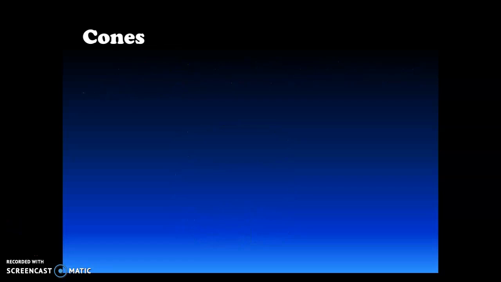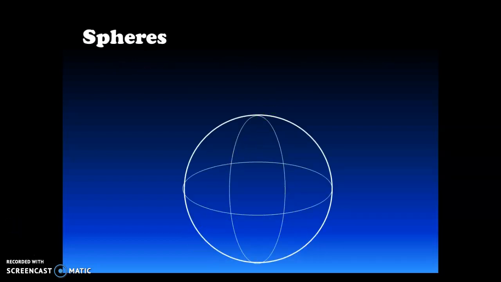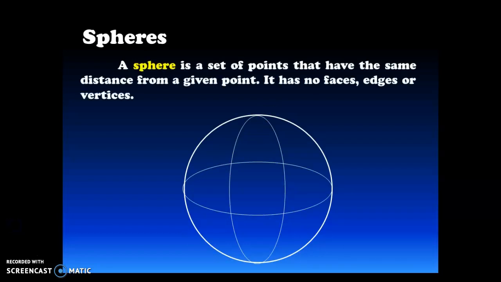Cones. A cone is also an example of a non-polyhedron figure. A cone is a solid figure with a circular base connected by a curved surface to a single vertex. Spheres. A sphere is a set of points that have the same distance from a given point. It has no faces, edges, or vertices.